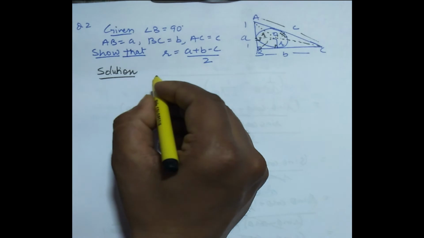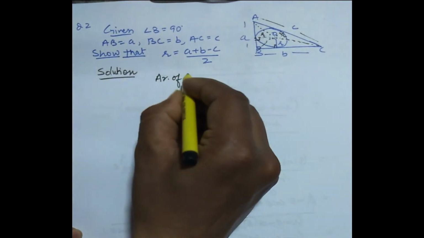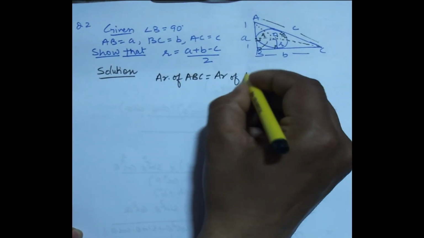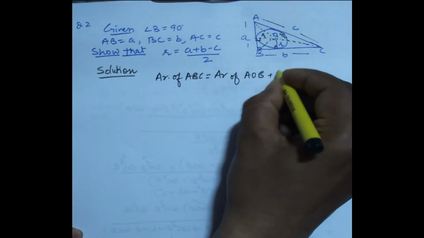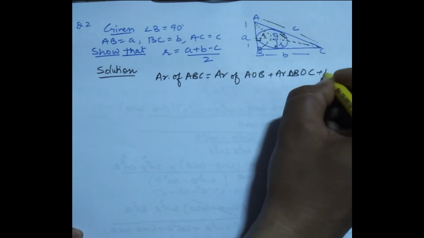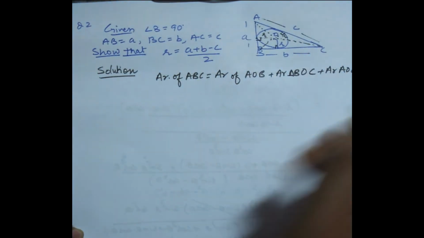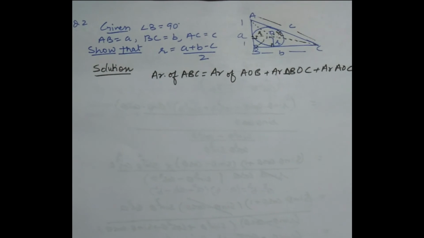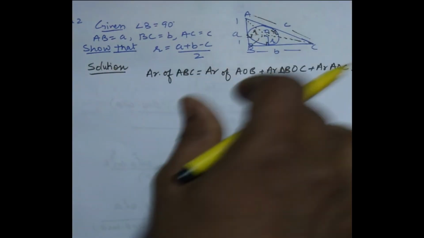Now we can write the solution: area of triangle ABC is equal to area of triangle AOB plus area of triangle BOC plus area of triangle AOC, because this triangle can be seen in 3 parts. These 3 parts are AOB, BOC and AOC. So now let's put in the values of all the areas.